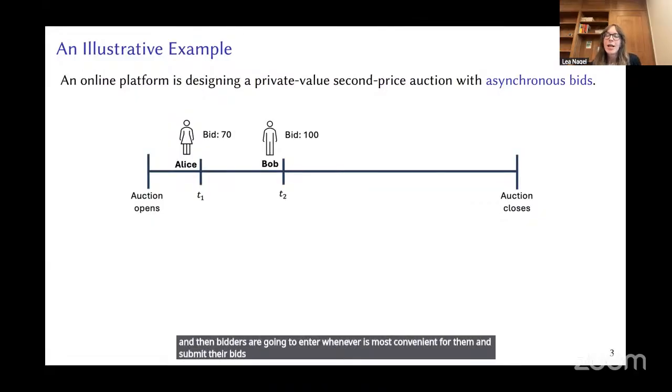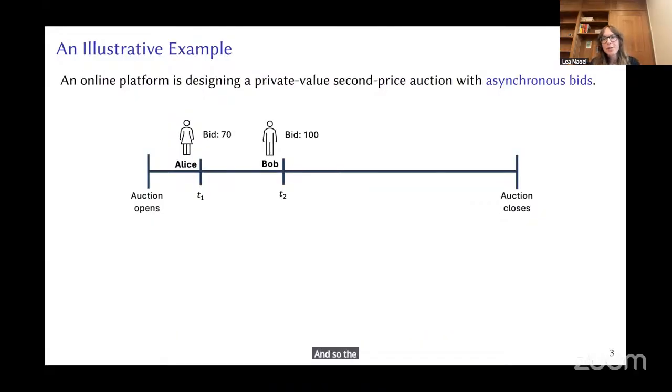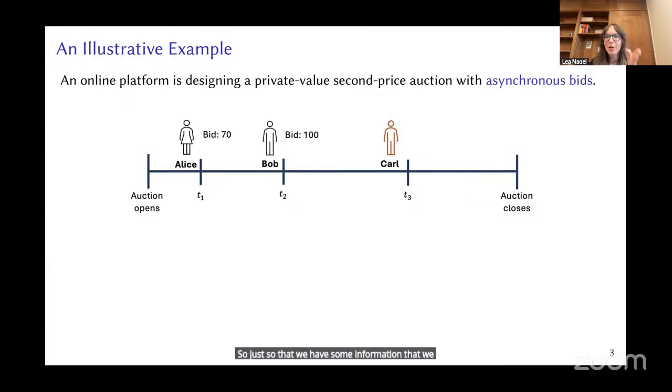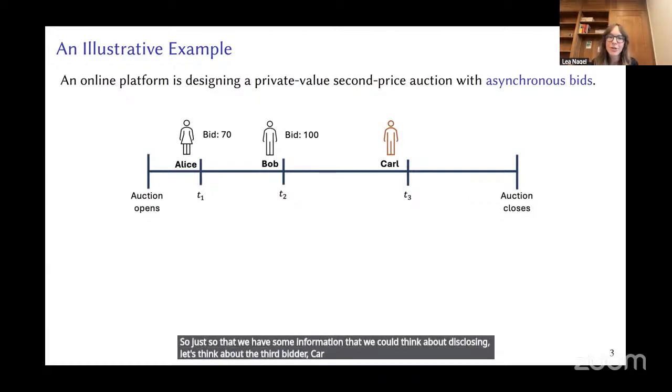Okay. And so the design question that we're going to be interested in today is what we should reveal to a bidder whenever they access the online auction platform. So formally, what information partition should we choose over some specified game tree? So just so that we have some information that we could think about disclosing, let's think about the third bidder, Carl here, who enters after Alice and Bob already submitted their bids.